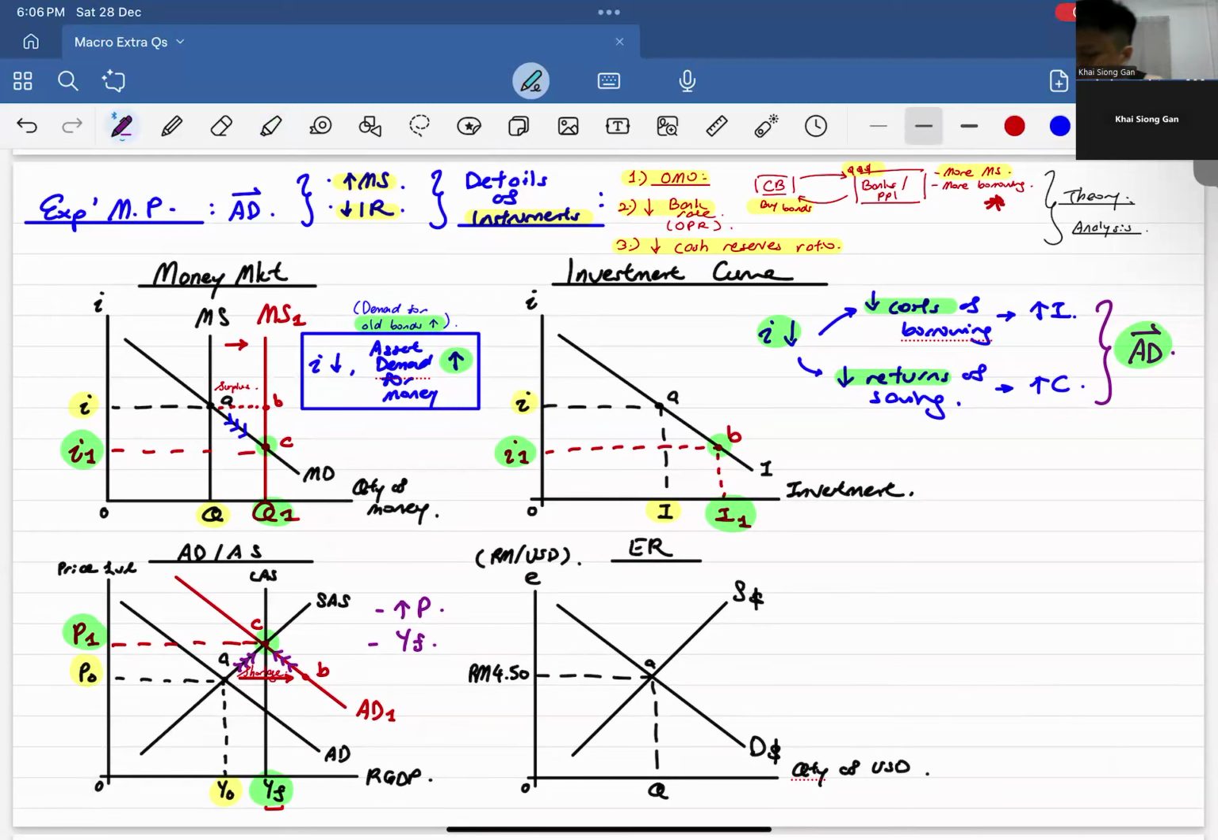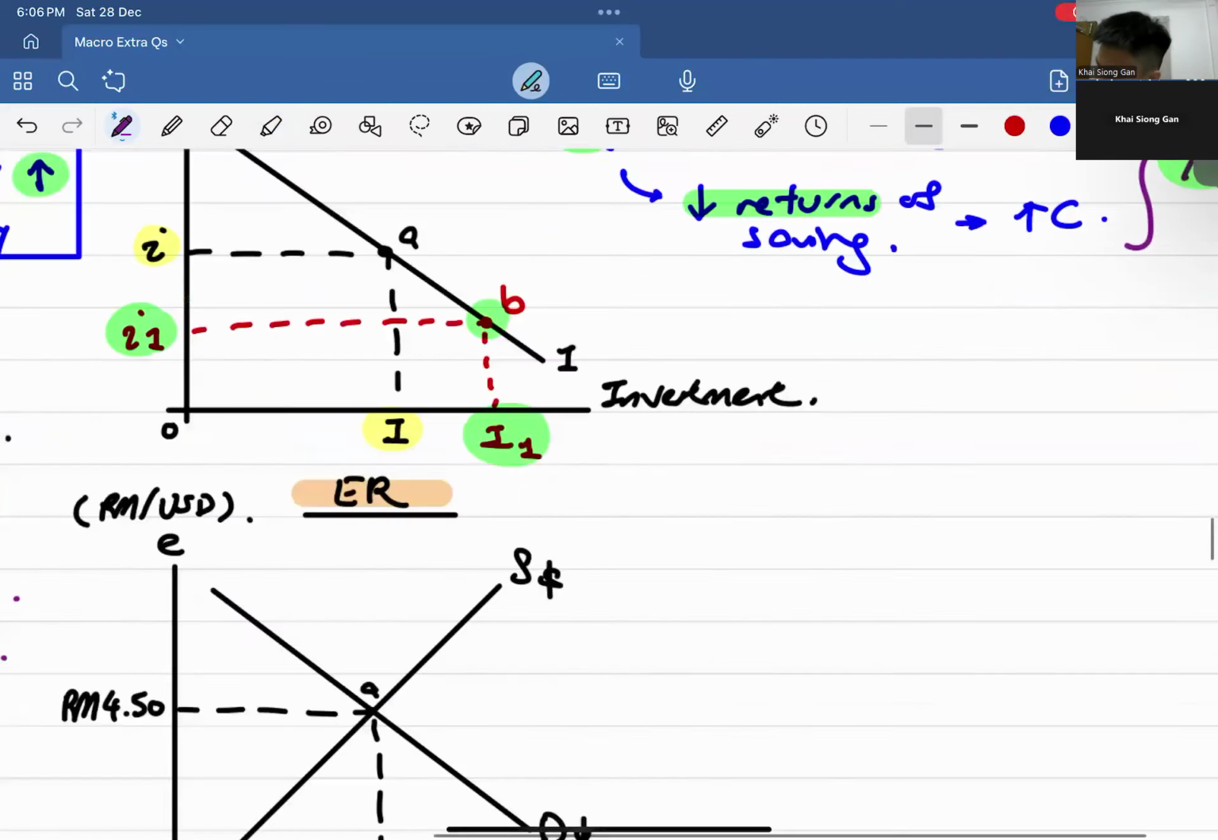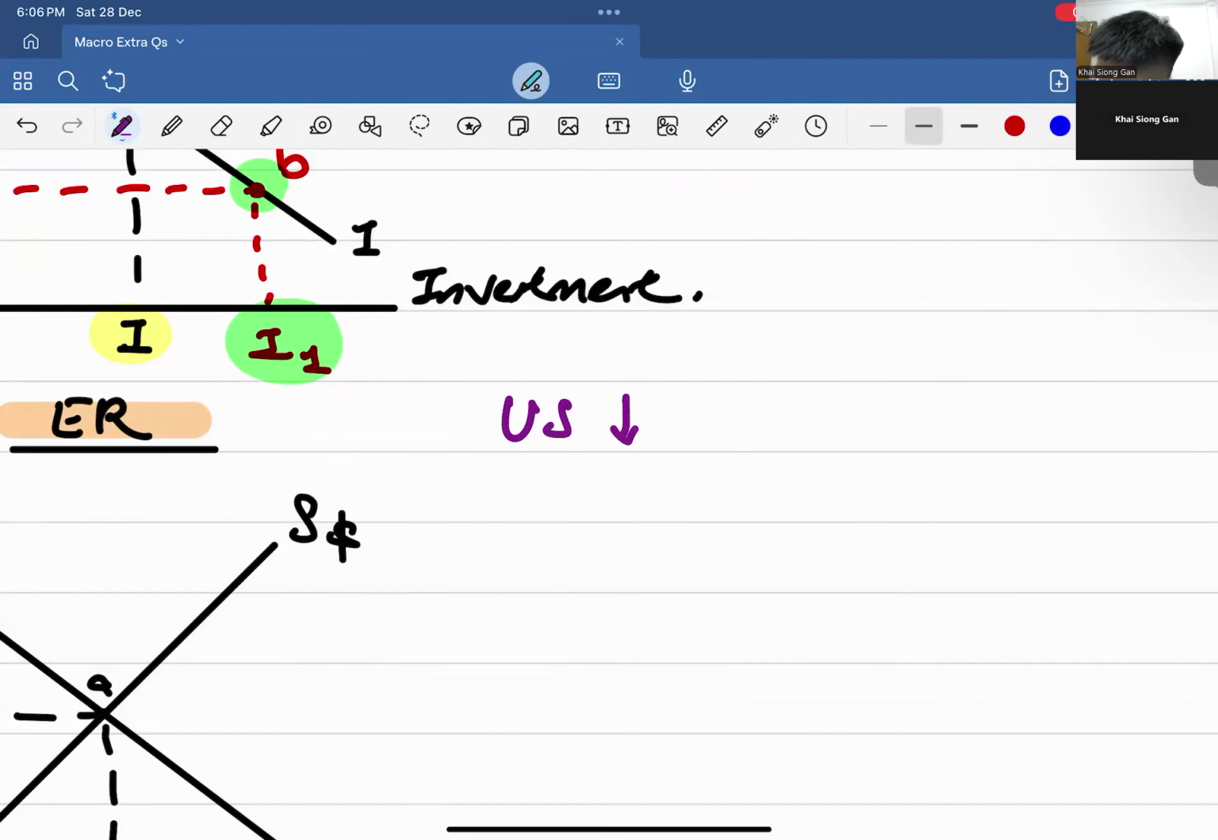Now, for this question, I want you to do additional questions by linking to the exchange rate. So what are the impacts? The US does this expansionary monetary policy. You can see at the end, the result is a lower interest rate, right? So we can link this to the capital flow of money. The US reduced the interest rate already. What will happen then?